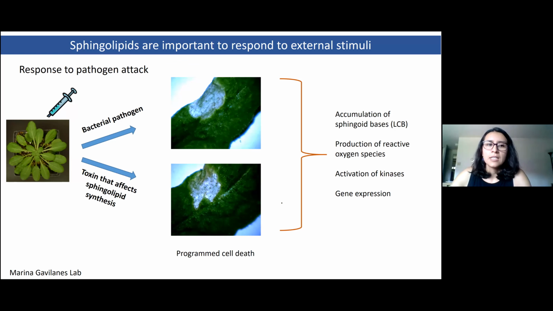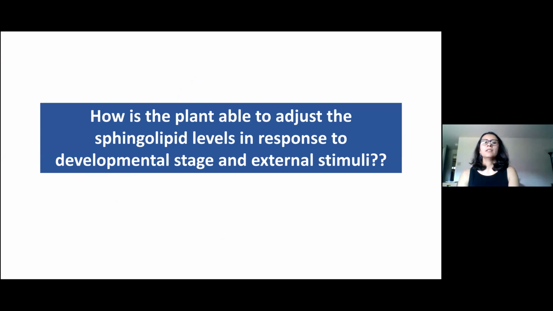For example, in this case, a pathogen is attacking the cell, so we need to die in order to just contain the infection to this area and then let the rest of the plant die. And what now is very obvious is that sphingolipids are a second messenger in that signaling pathway. But then, okay, so I already told you that sphingolipids are very important for development and also very important in responding to stimuli. But then how is a plant able to adjust to the different levels, and how is it even able to sense and then respond, right?